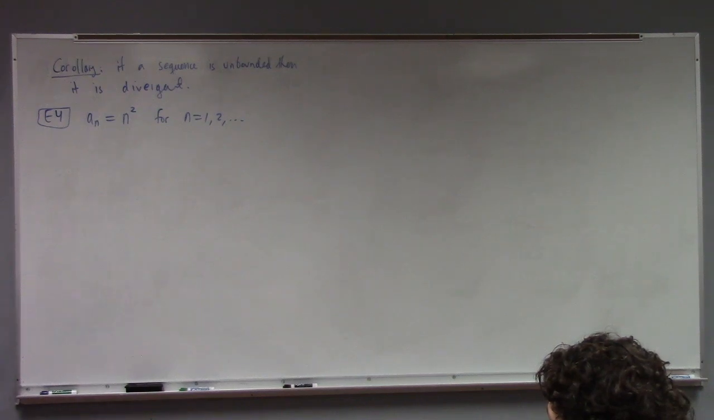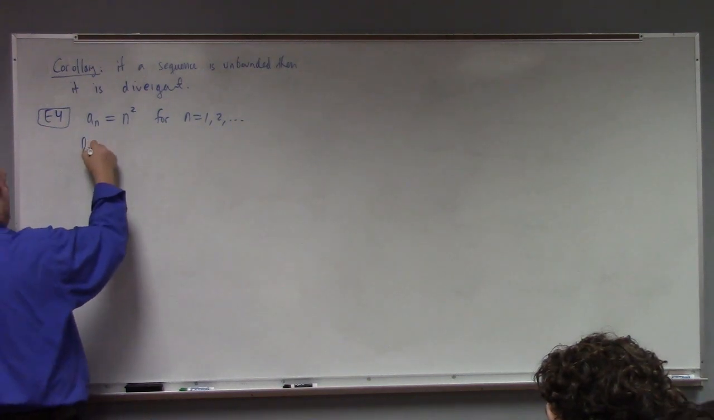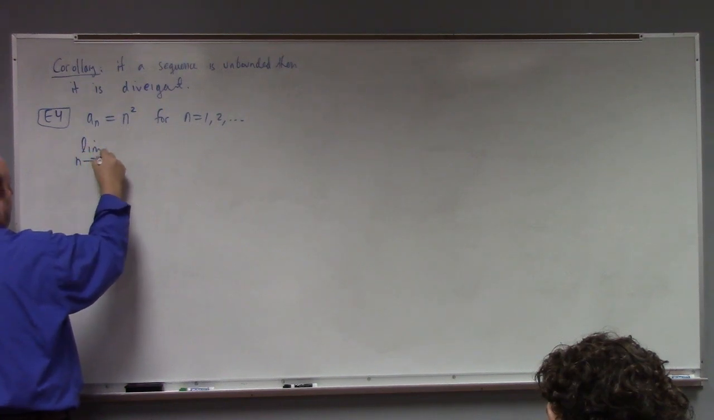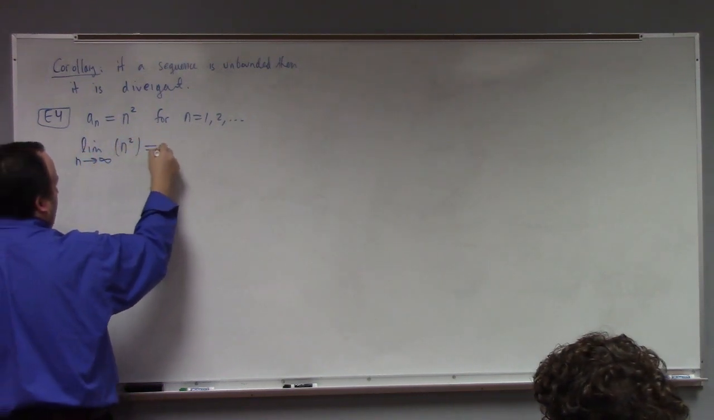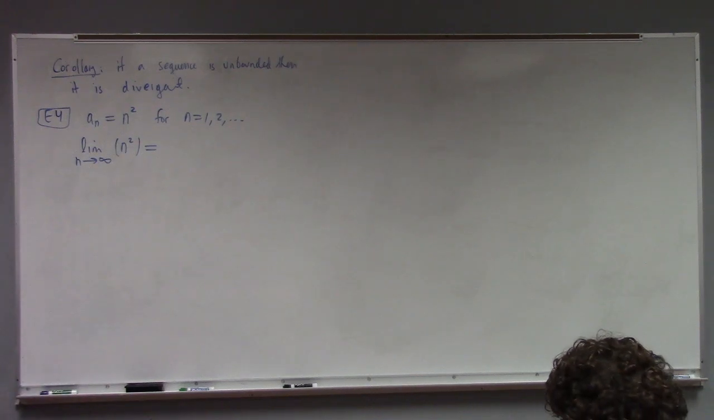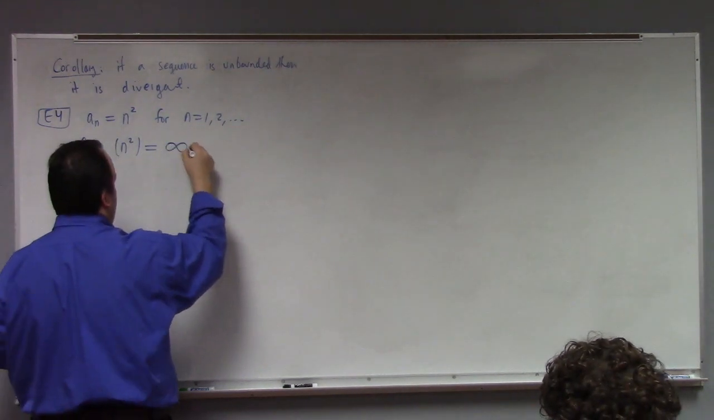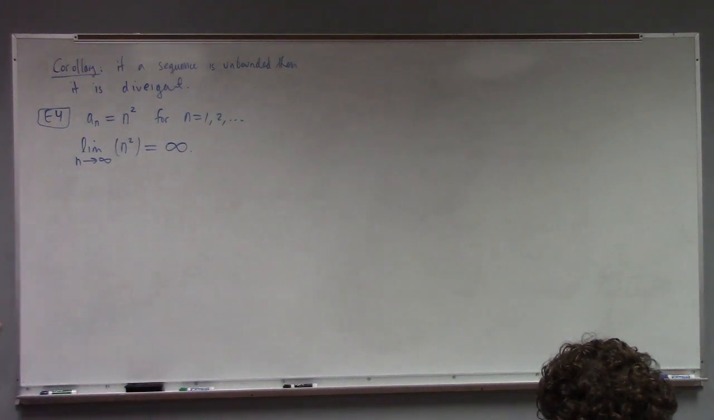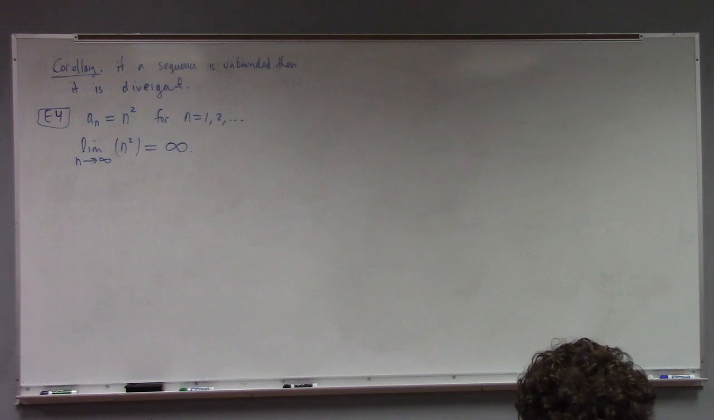Of course, we can be more specific. In fact, the limit as n goes to infinity of n squared, what's it equal to? Not only does the limit not exist, it's infinity, right? So infinity is a specific kind of divergence. All right.